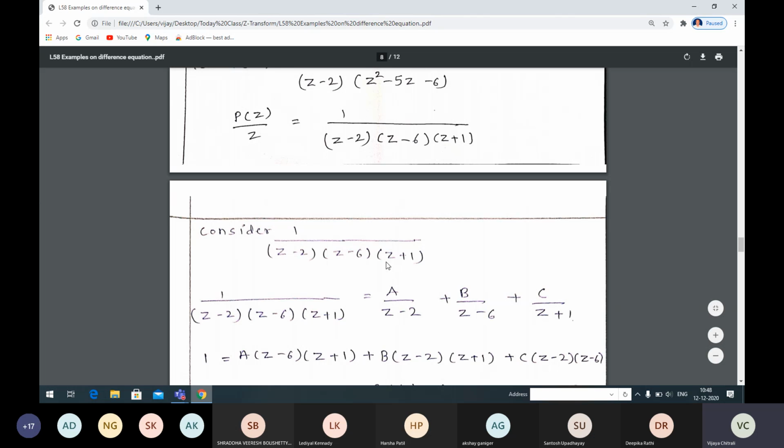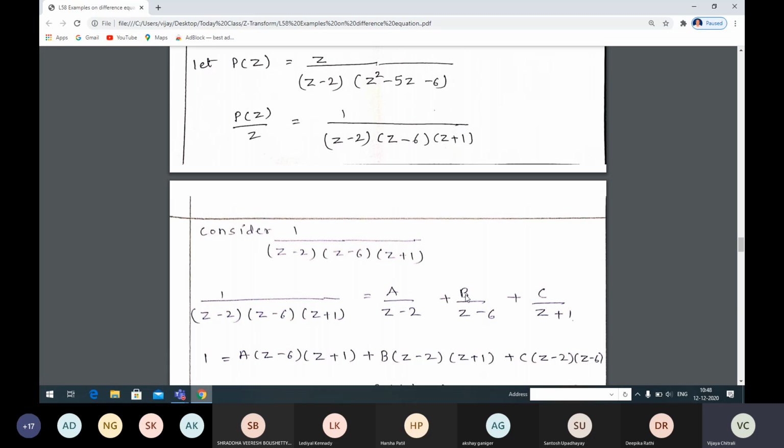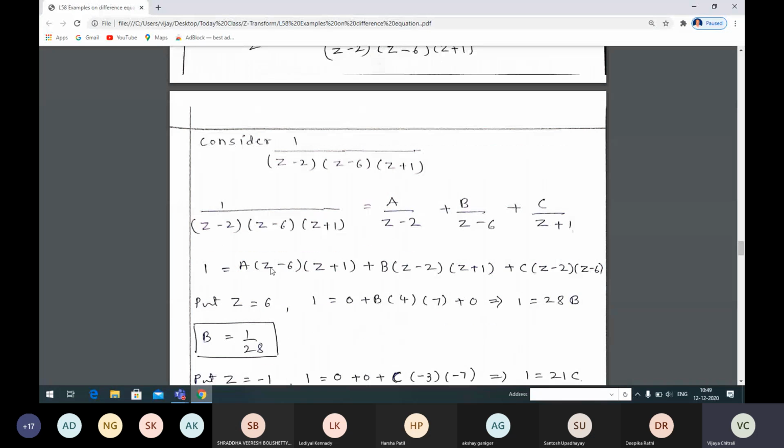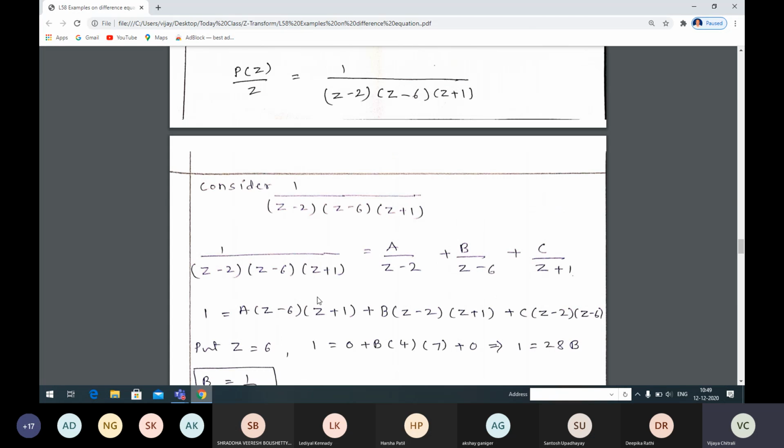So z minus 2 is there, multiply (z minus 6)(z plus 1). z minus 6 is there, multiply (z minus 2)(z plus 1). z plus 1 is there, multiply (z minus 2)(z minus 6). Now taking LCM and cancelling the denominators in RHS and LHS, we will get 1 is equal to a into (z minus 6)(z plus 1) plus b into (z minus 2)(z plus 1) plus c into (z minus 2)(z minus 6). Now by proper substitution of z, we need to find the a, b, c values.